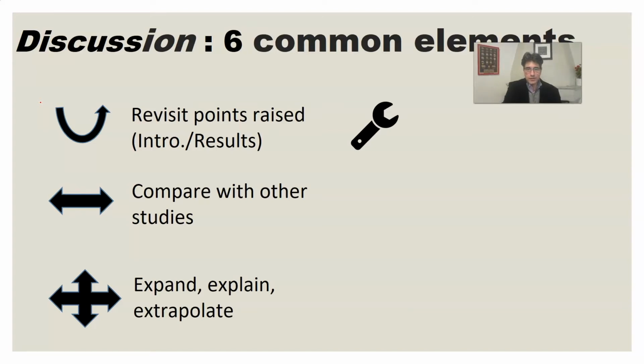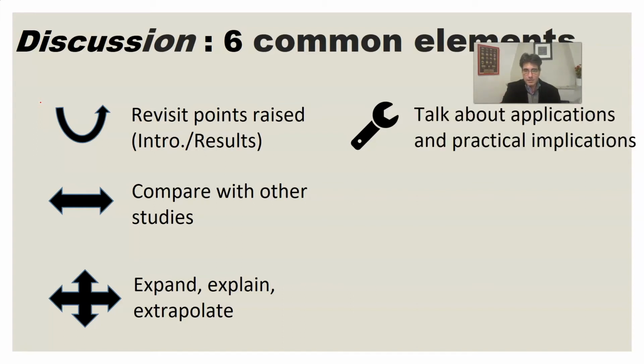This little wrench here represents how authors at this stage of the article will talk about the applications or the implications, the practical part of the result. So after you come to your results, what do they mean in the real world? What implications or applications do they have?